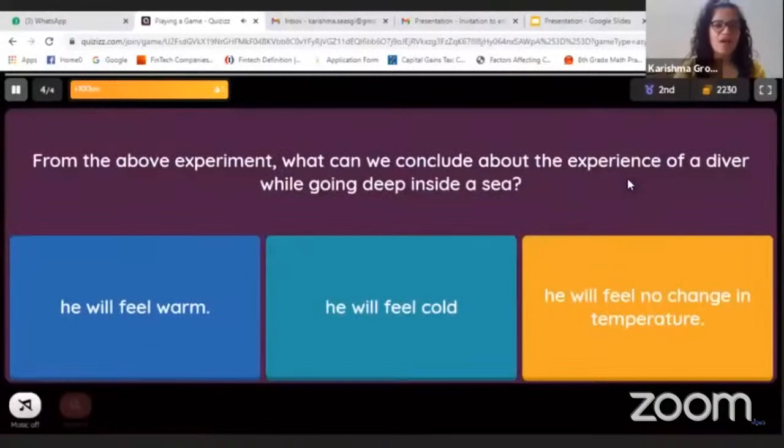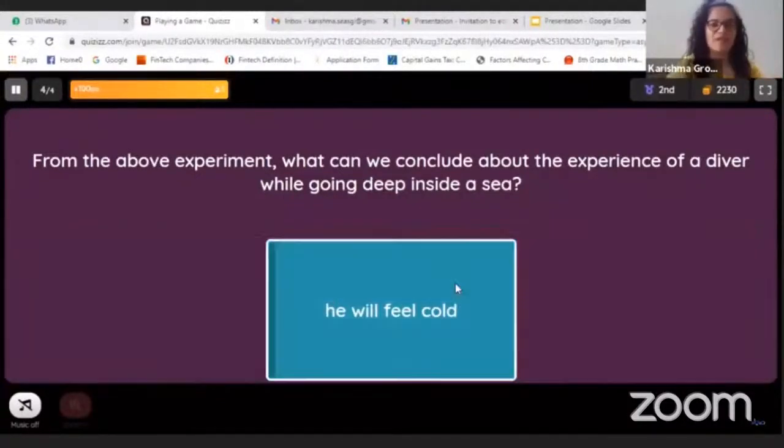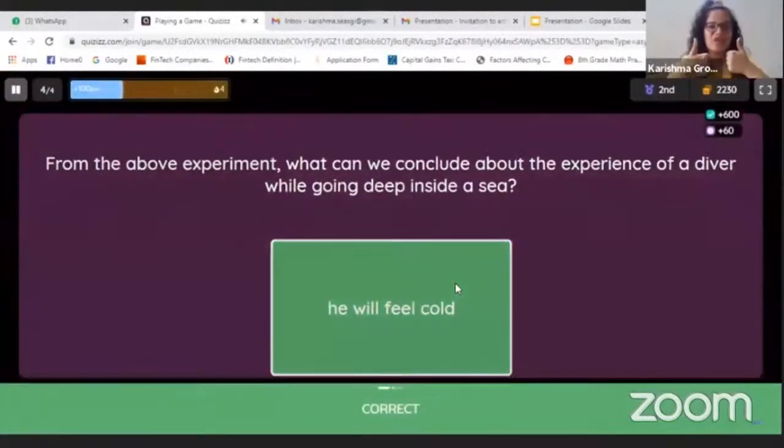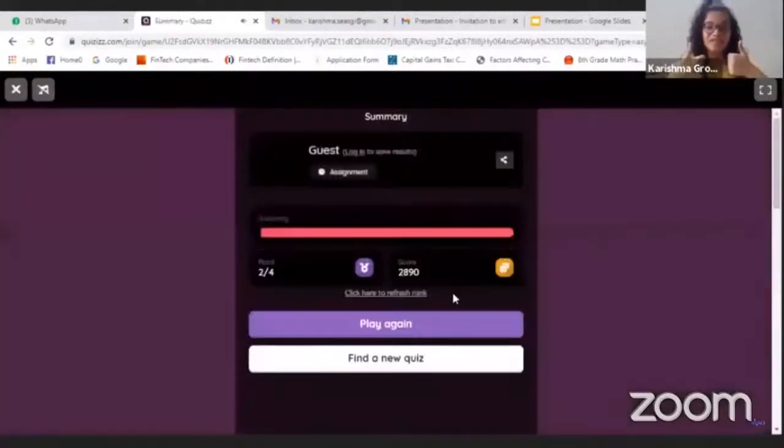Okay. From the above experiment, what can you conclude about the experience of a diver while going deep inside the sea? He will feel warm, he will feel cold, or he will feel no change in temperature. So what did we learn? When you're up, you feel warm. When you go down, he will start feeling cold. Yes, good job. Oh, we are all done. Good job. Okay, so let's go back to the slides.